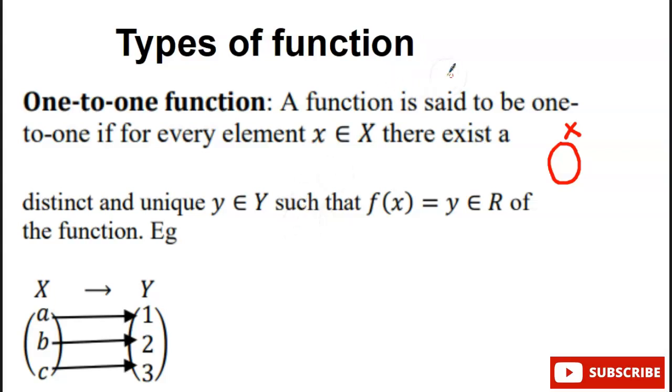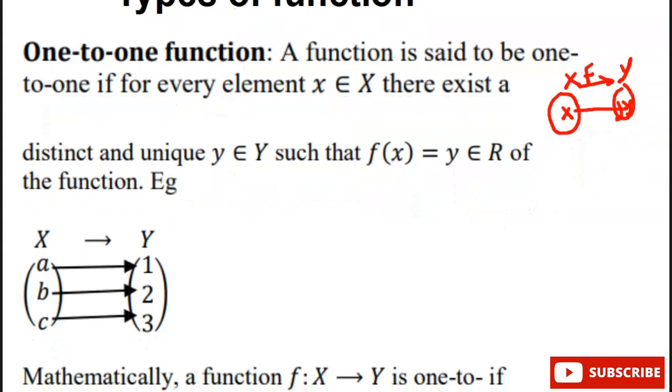So, if there exists a distinct and unique y, small y, a member of big Y, such that f of x is equal to y, which is also a real number. So this is the second set Y. So we are saying that if a function f takes a unique element in the first set to another unique element in the second set, then that function is one-to-one.